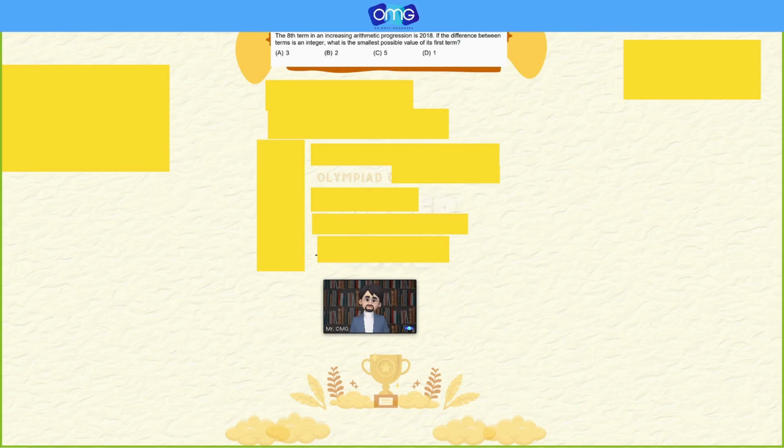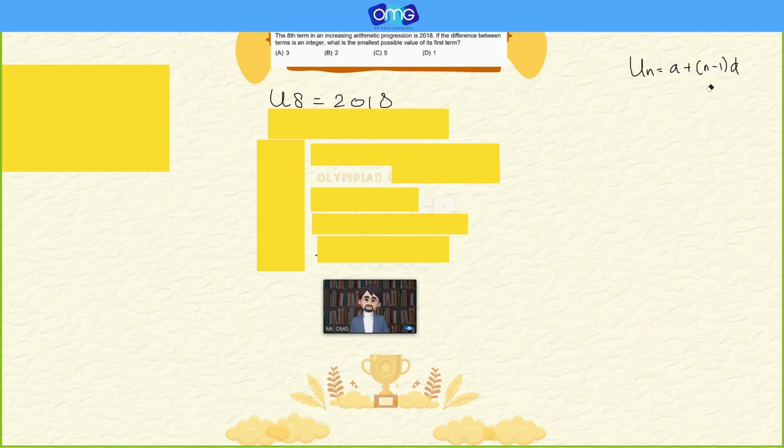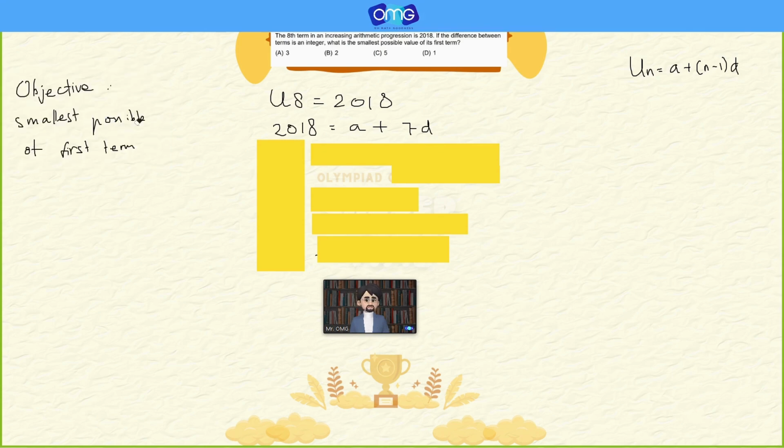Olympiad questions. This is an arithmetic progression where the 8th term is 2018. So we use the formula un equals a plus n minus 1 d. So we know that 2018 equals a plus 7d. The objective here is to find the smallest possible first term. We have 4 choices, which are 3, 2, 5, and 1.